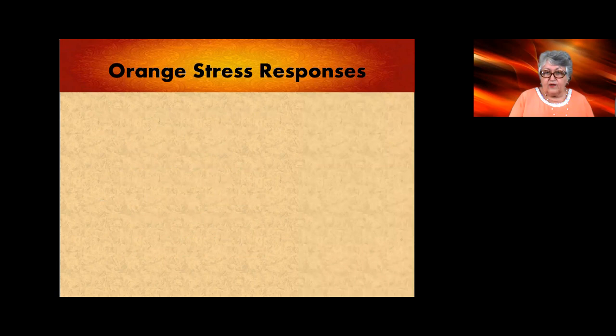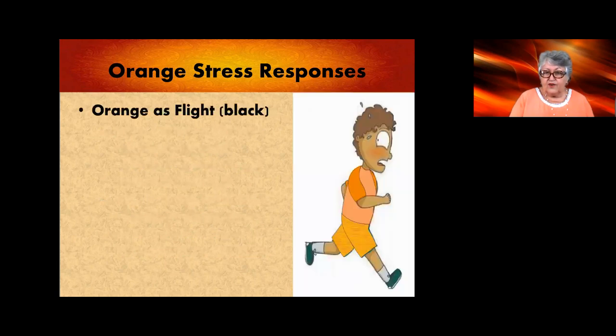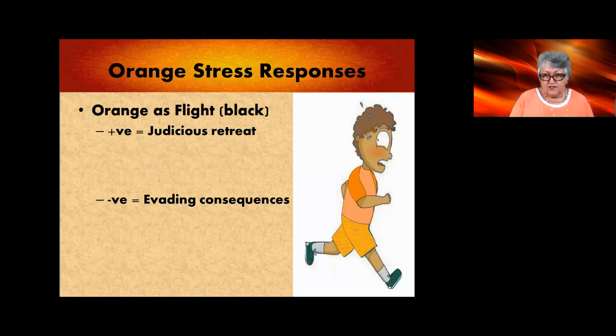The other black-orange stress response is flight. And here again, we have positive and negative. The positive aspect is a judicious retreat. The negative is evading of consequences for actions. The judicious retreat involves the activation of the survival instinct. You know that there is danger ahead. You know that you need to get away from it, so you very carefully plan your retreat.